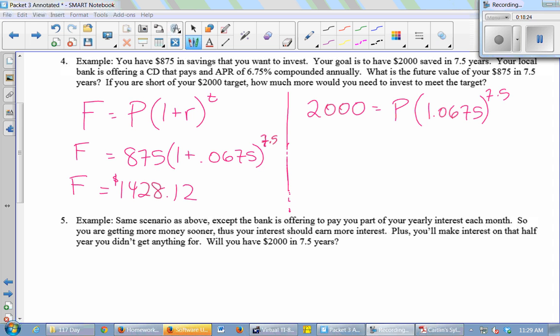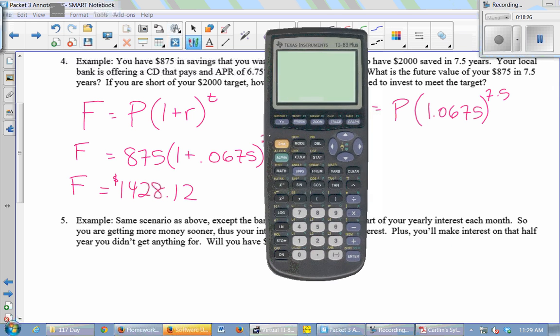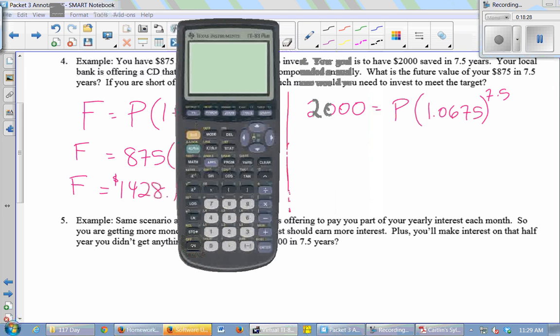We can do this. All right, so you could do it by guess and check, but we can also solve it. So if I take my 1.0675 and raise it to the 7.5, I get 1.632.